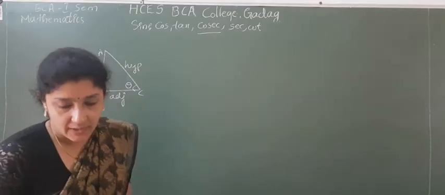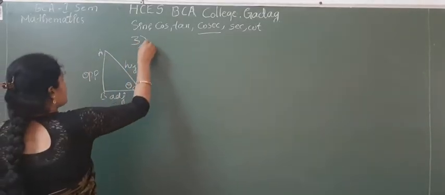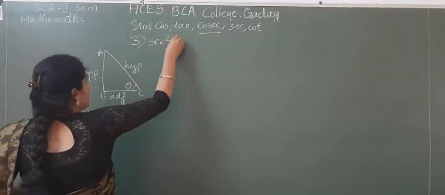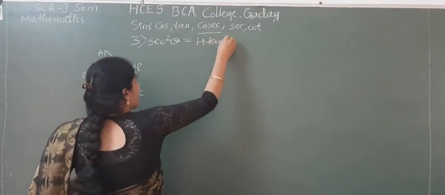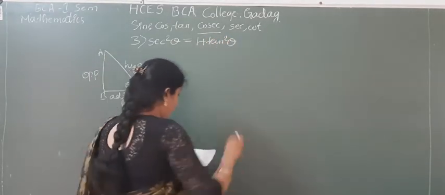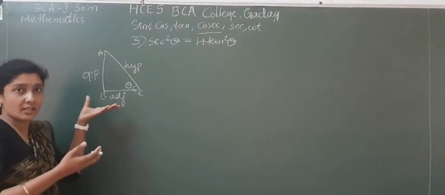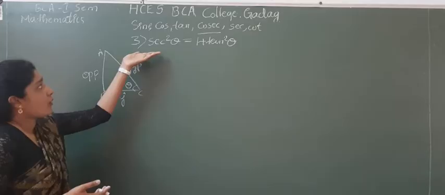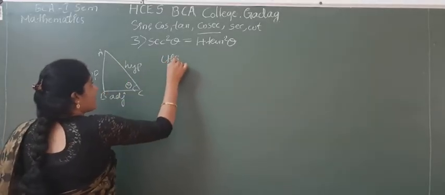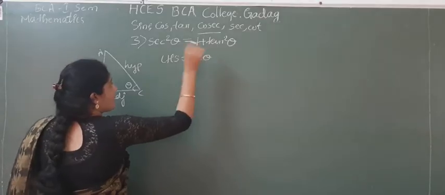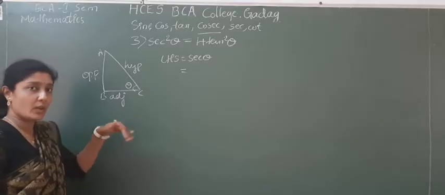The third is sec square theta is equal to 1 plus tan square theta. Okay, let us solve this one now. As before, you must have the right angle triangle. Now, what is sec theta? Let us consider LHS, that is sec theta. Okay, we know that sec is nothing but reciprocal of cos.